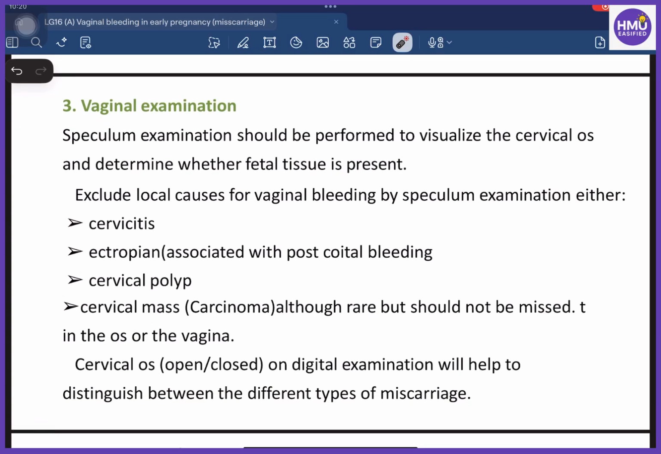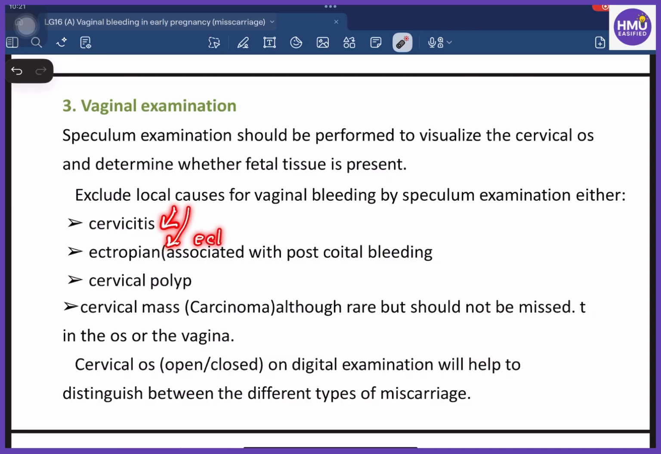Vaginal examination: visualization of the cervical os, whether it's open or closed, and also whether fetal tissue is present or not. Fetal tissue is present in incomplete miscarriages. And also to exclude local causes, it could be because of cervicitis, causing bleeding, or ectropion, which is what?